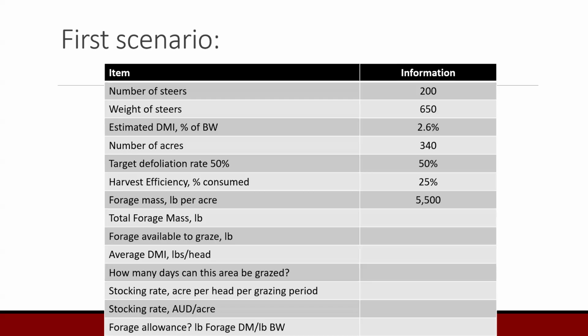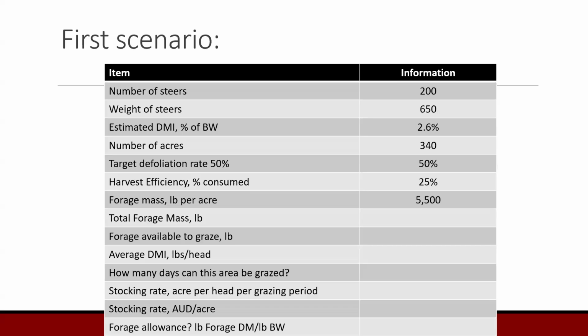For this scenario, we have number of steers, 200, the weight of the steers, 650. Assume that they're going to eat 2.6% of their body weight. This grazing system has 340 acres. Our target defoliation rate is 50%. Don't use that when you're calculating how much above ground forage mass you actually need. That's in there as a red herring. A lot of people used that last year. What you really want to use is this harvesting efficiency, which is 25%.